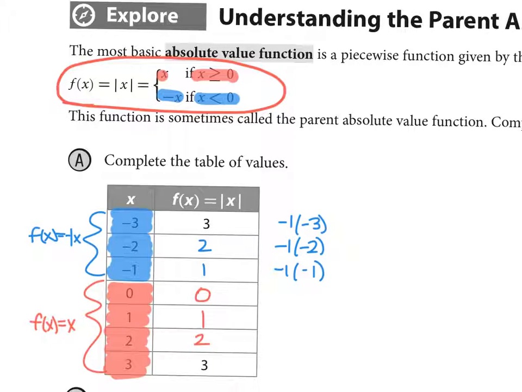All right, so these are your table of values for your parent absolute function. Remember, this is the parent function. It's the most basic. So you may want to label this as the most basic absolute value function.